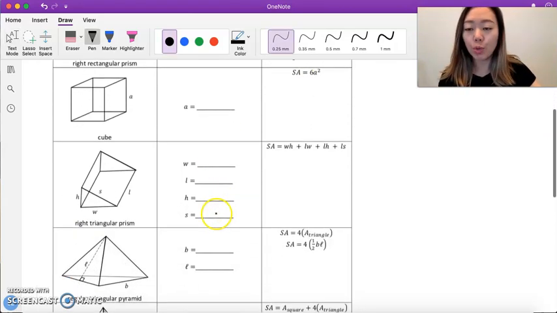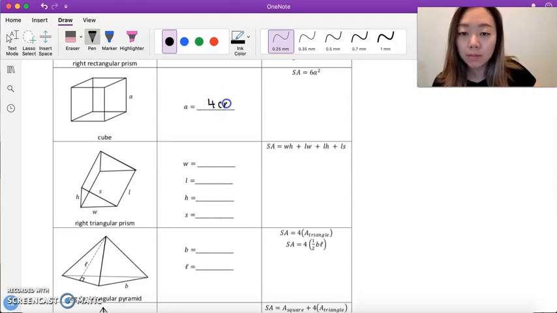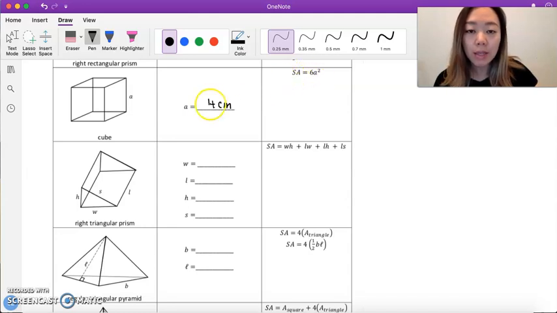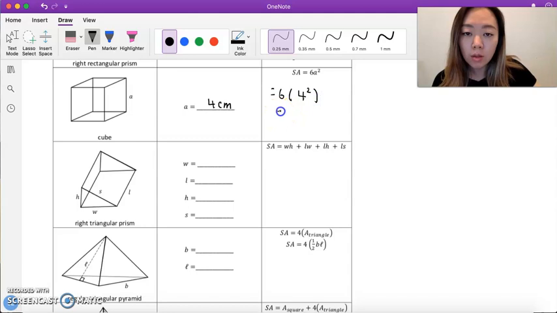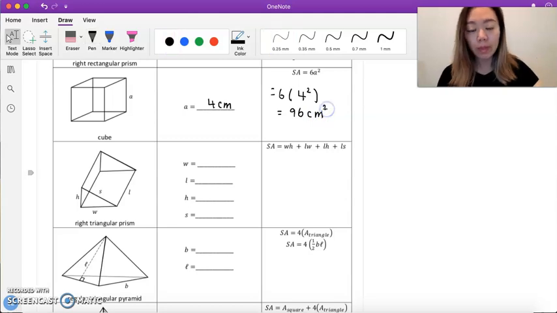Let's go over the next one. Next one is cube. Cube is easier because all of the sides are the same. The area of all 6 sides are the same. So here our variable A, say that is 4 centimeters, the formula is surface area is equal to 6 times A squared. So that is 6 times 4 squared. 4 squared is 16, right? 6 times 16 is 96. Add our units there, centimeters squared. 96 centimeters squared.